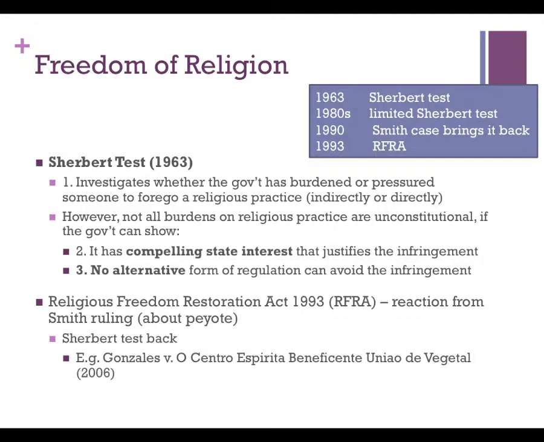Firstly, whether there is pressure by the government for someone to forego it, either indirectly or directly. Secondly, whether or not there is state interest that justifies the infringement. And thirdly, if no alternative form of regulation can avoid the infringement and still achieve the government's end. So say if there is another way that they can regulate something that does not infringe on religious exercise, they have to do that instead. Or if there's, let's say, other less restrictive means to further the law's interest or fulfill the law. Those are the three-prong ideas that protect people's ability to have the freedom of religion.